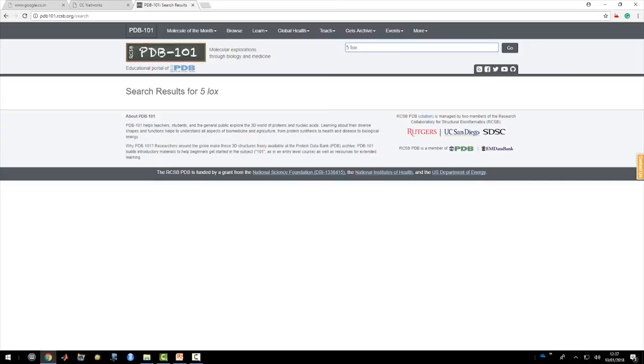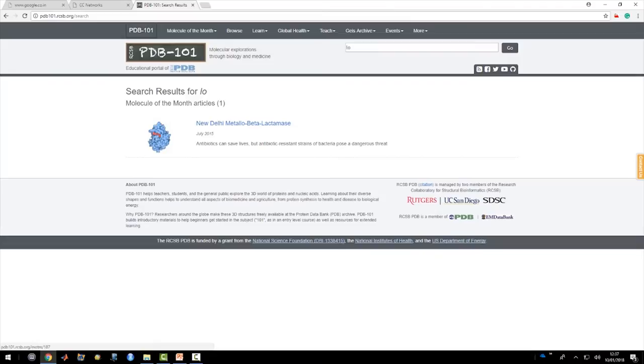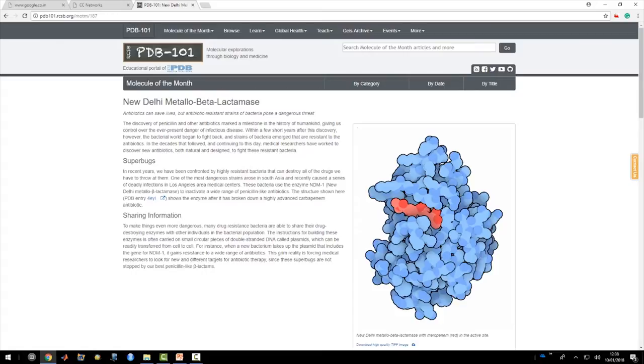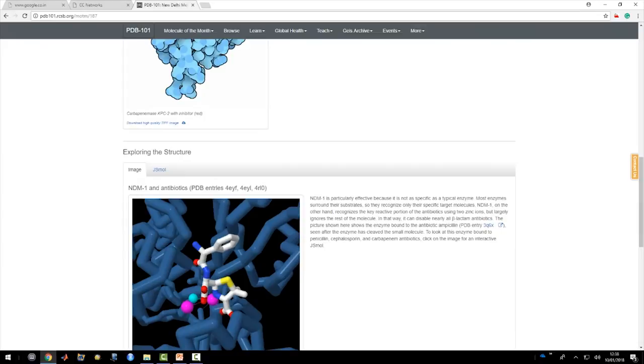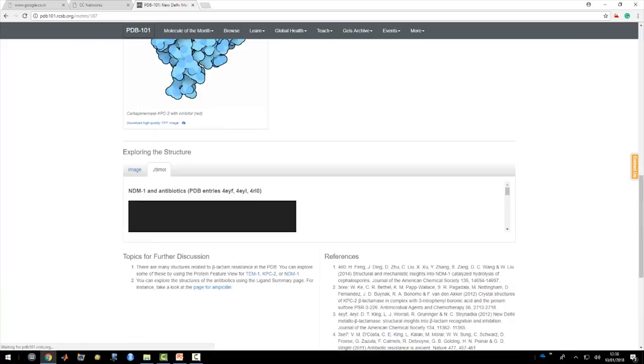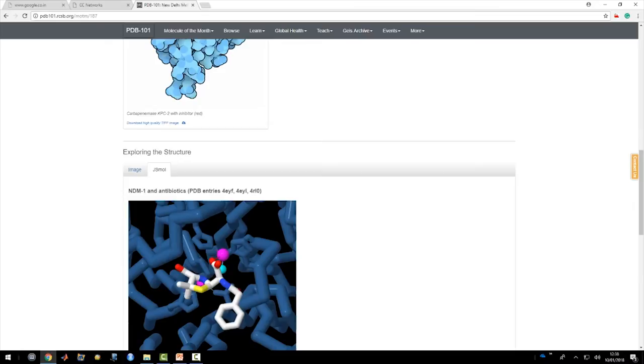Okay, these are some beta lactamase type of systems. So we can see metallo beta lactamase with the meropenem. This meropenem is shown in red, bound to that. So we get the information, and we will also get the structure. We can even explore the structure. There are a lot of references here. We can even rotate the protein, as you can see here. This is the software JSmol. This is your antibiotics.